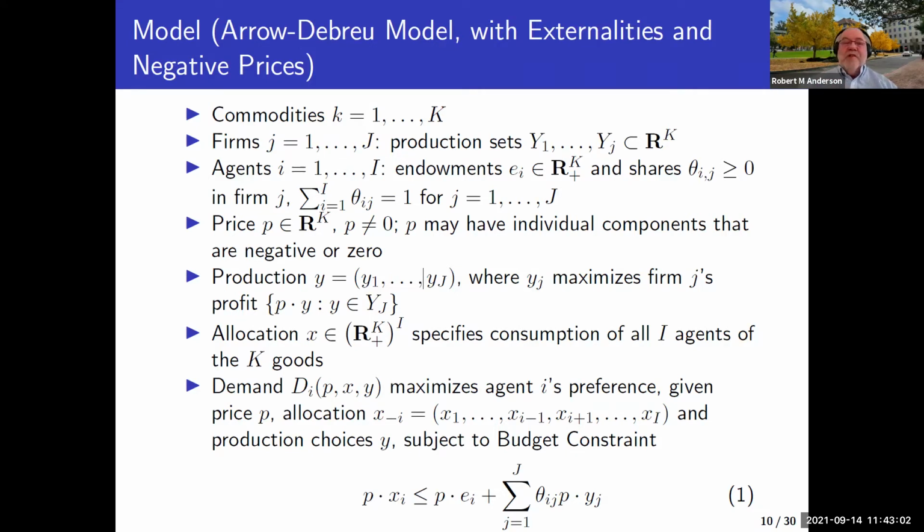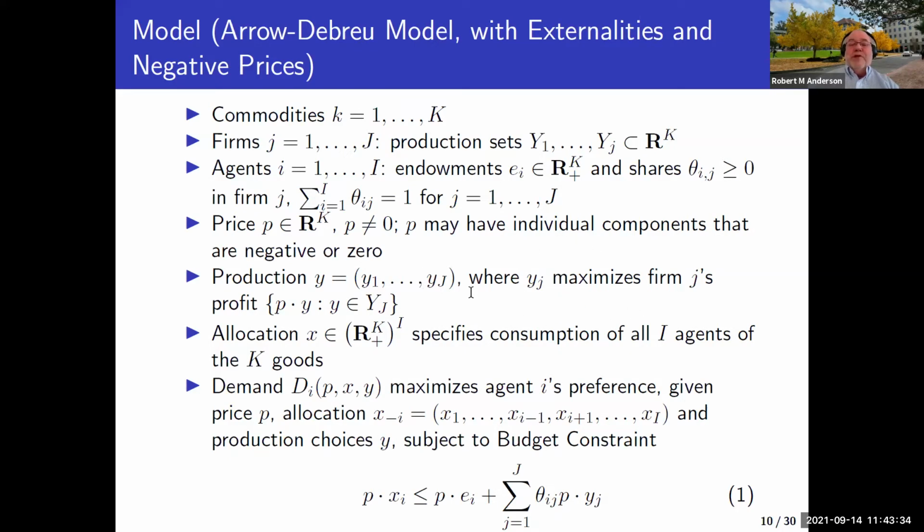And the total shares outstanding in every firm add up to 1. Okay, we've got a price factor P, and it's not 0, but it may have individual components that are 0 or negative. So for the bad things, the price is going to be negative, and people can get paid in order to absorb the pollution. Pollution will have a negative price.